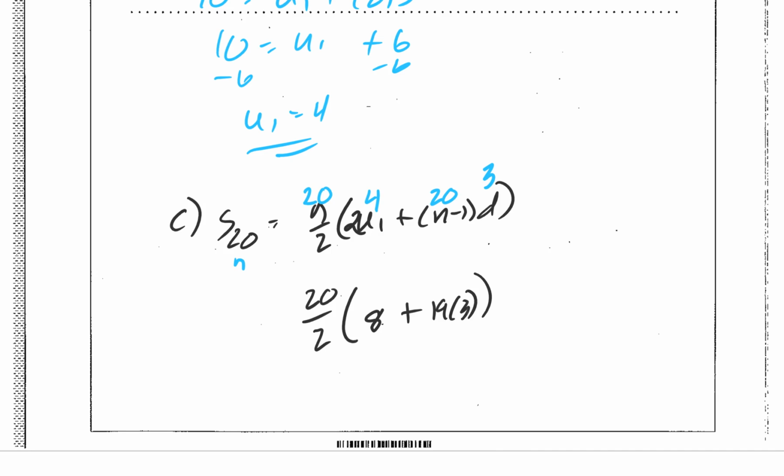Now the most common mistake I see here is people distribute this already. No, just simplify this first. This all goes together first, and then you can multiply by 10. So 19 times 3 is 60 minus 3, so that's 57. 57 plus 8 is 65. 20 divided by 2 is 10. 10 times 65 is 650. And that's problem 2.